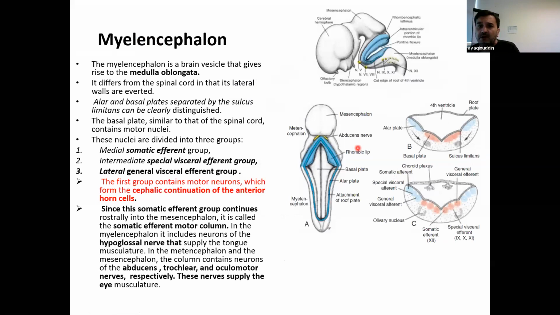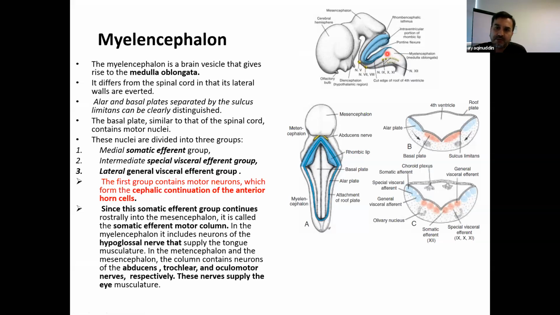So how this myelencephalon, which is the vesicle which we are talking about here, extending from the pontine flexure all the way to the rhombencephalic isthmus. This part is the myelencephalon, which gives rise to the medulla.